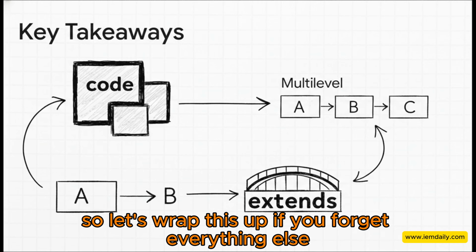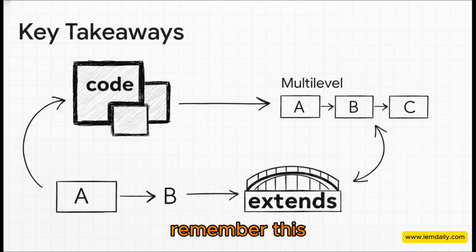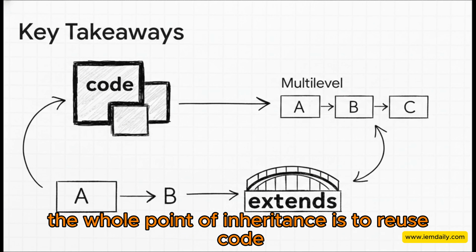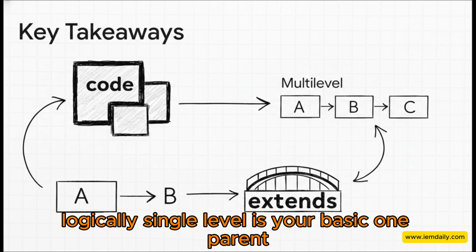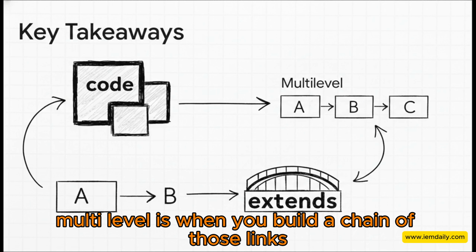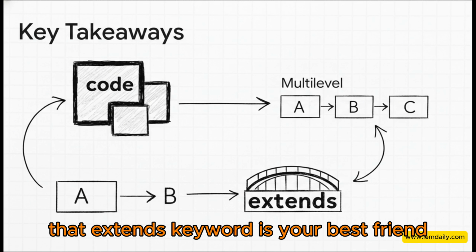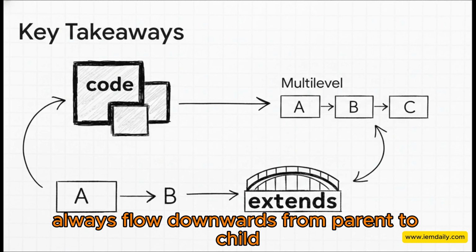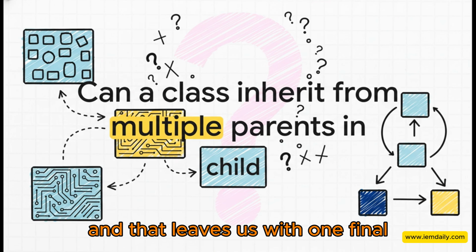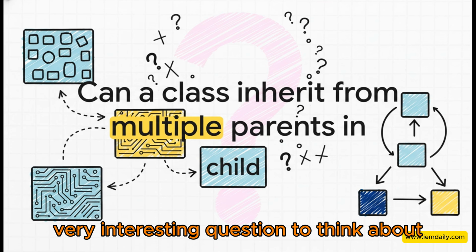So let's wrap this up. If you forget everything else, remember this. The whole point of inheritance is to reuse code logically. Single level is your basic one-parent, one-child link. Multi-level is when you build a chain of those links. In both situations, that extends keyword is your best friend, and all the cool features and methods always flow downwards, from parent to child.